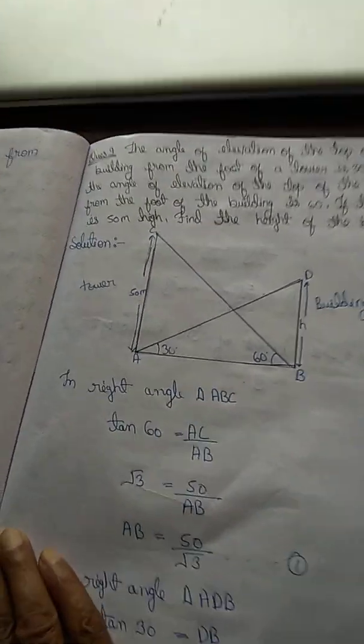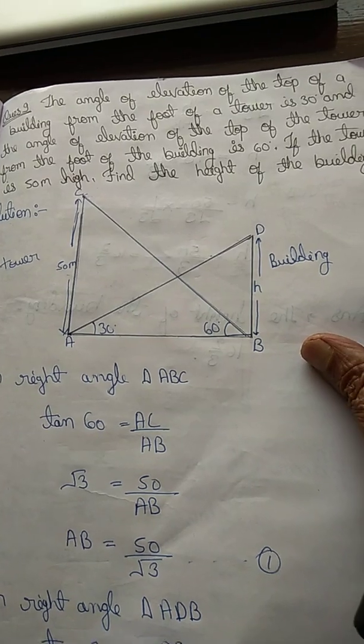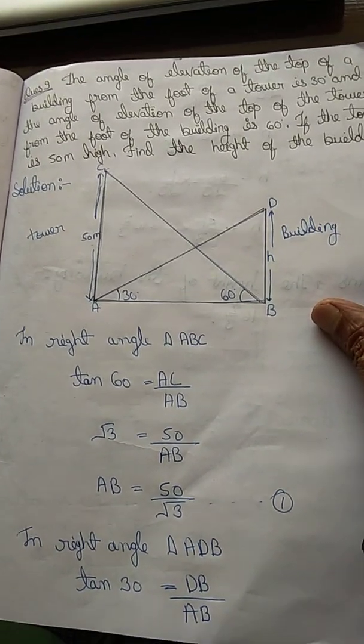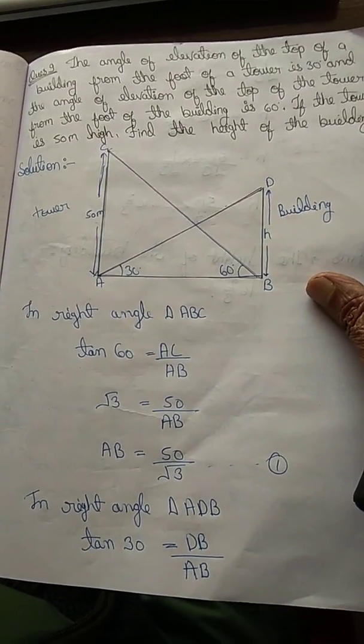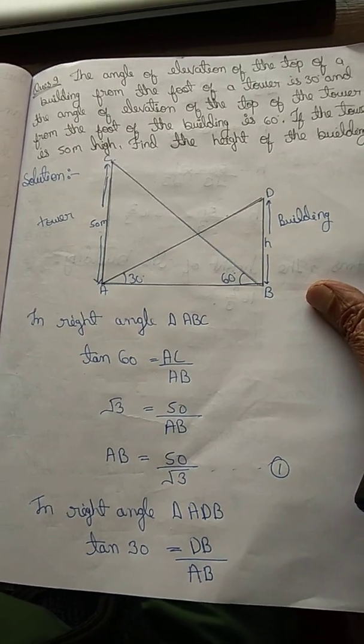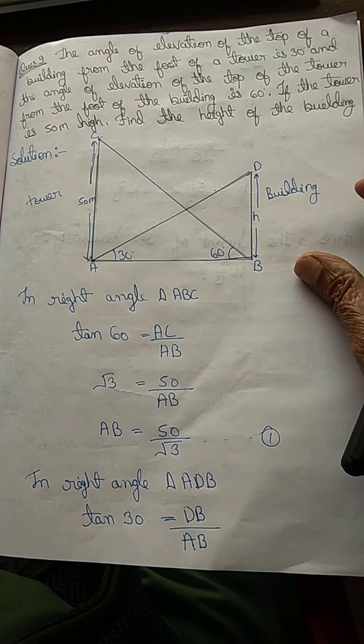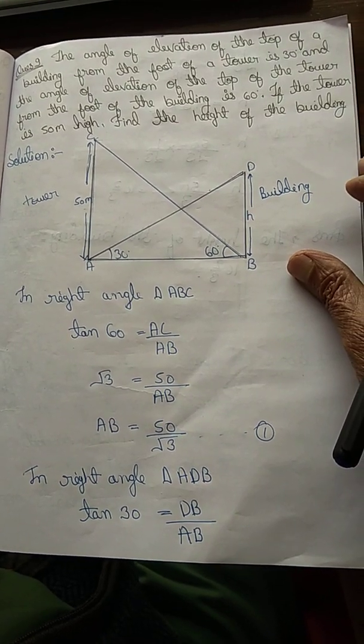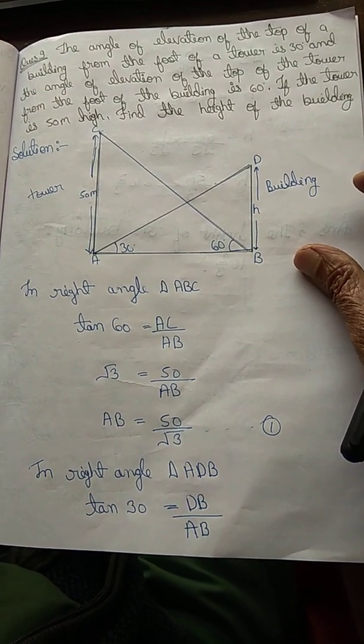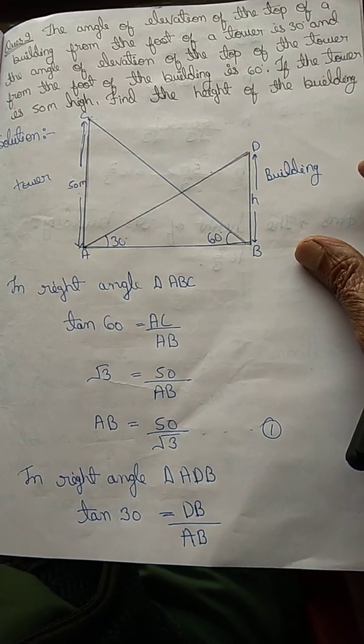Question 9. The angle of elevation of the top of a building from the foot of the tower is 30 degrees and the angle of elevation of the top of the tower from the foot of the building is 60 degrees. If the tower is 50 meter high, find the height of the building.